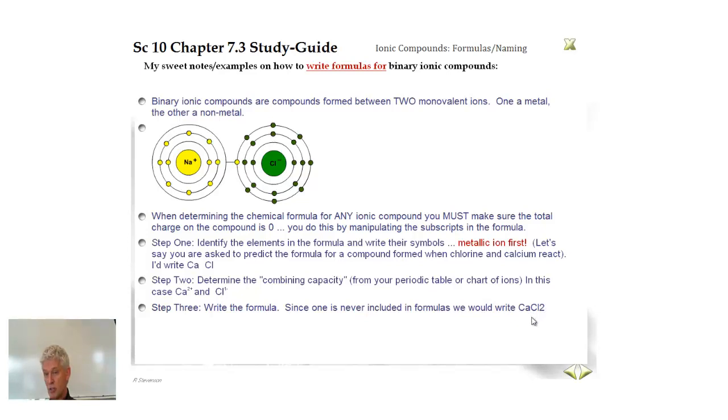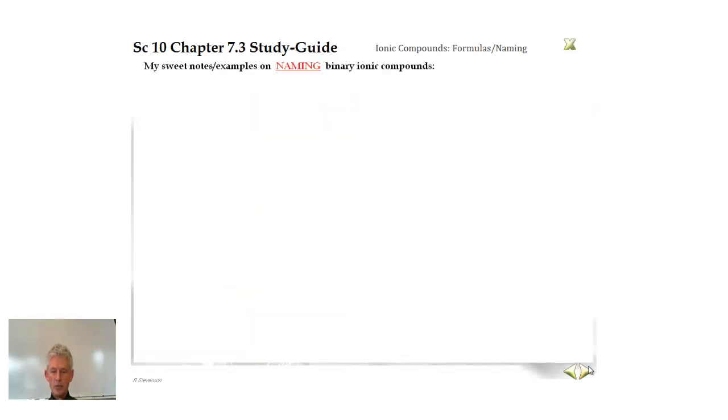Cl is -1, which makes -2, and calcium was plus 2. Plus 2 minus 2 equals 0. It's a good thing. You basically have confirmed that that's the correct formula. So that's the formula writing.